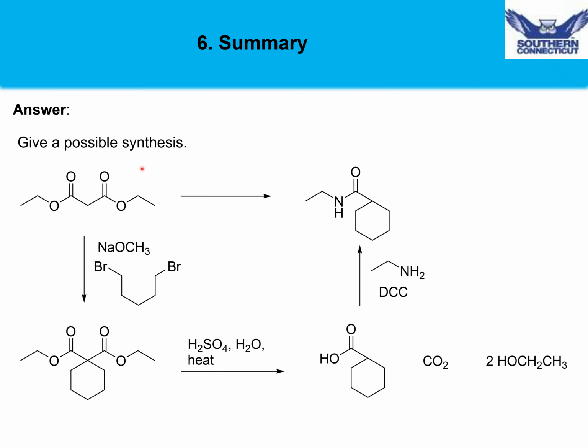So the way we would answer this problem could be that we add base to deprotonate this position, and then add a dihalide so that we could add the cyclohexyl group. So notice the cyclohexyl group has 1, 2, 3, 4, 5 carbons. The 6th carbon is actually the alpha carbon. So we need to have a dihalide that has 1, 2, 3, 4, 5 carbons, 2 halogens on each end.